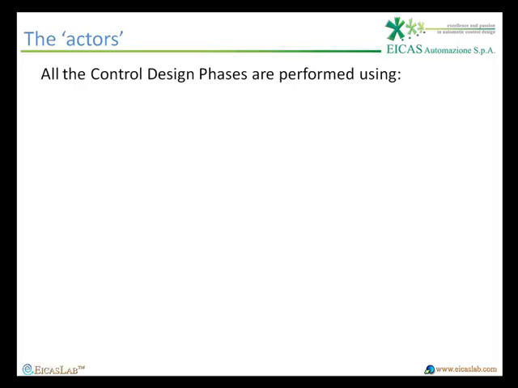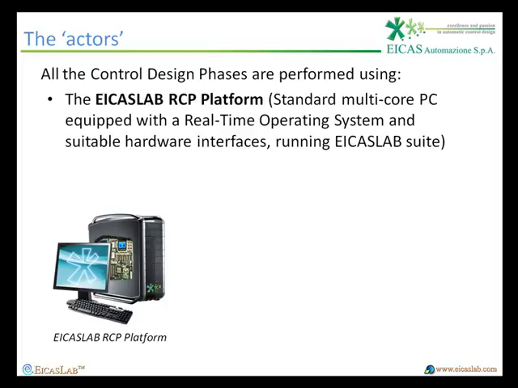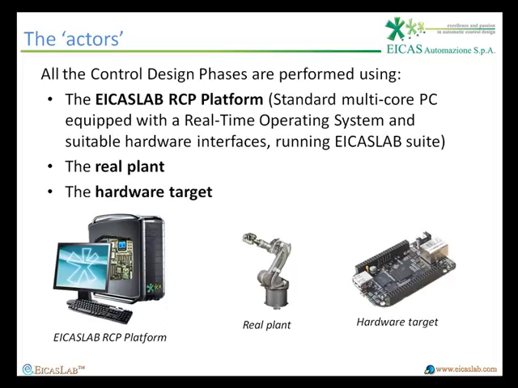For performing all the control design phases, you need, first of all, a PC, which is a standard multi-core PC equipped with a real-time operative system and suitable hardware interfaces, which we will call EICASLAB RPC Platform, in which the EICASLAB suite runs and with which you can develop the control in an easy-to-use, seamless and low-cost way. For the last phases, in order to validate all the control strategy, you need the real plant and the hardware target.